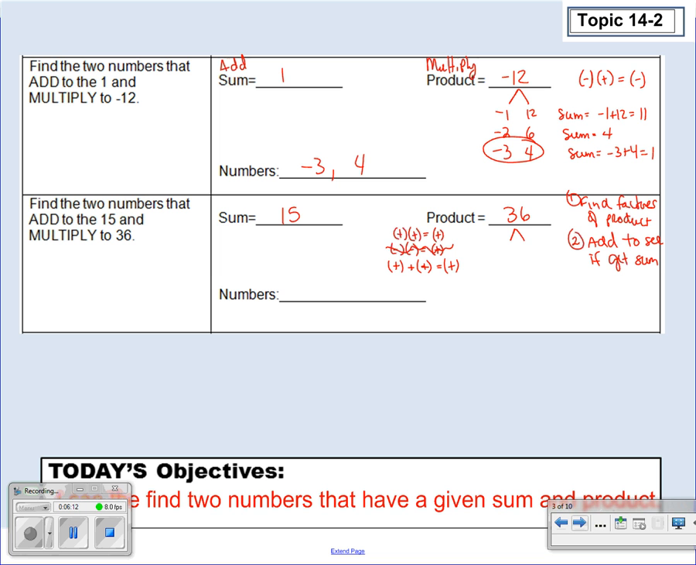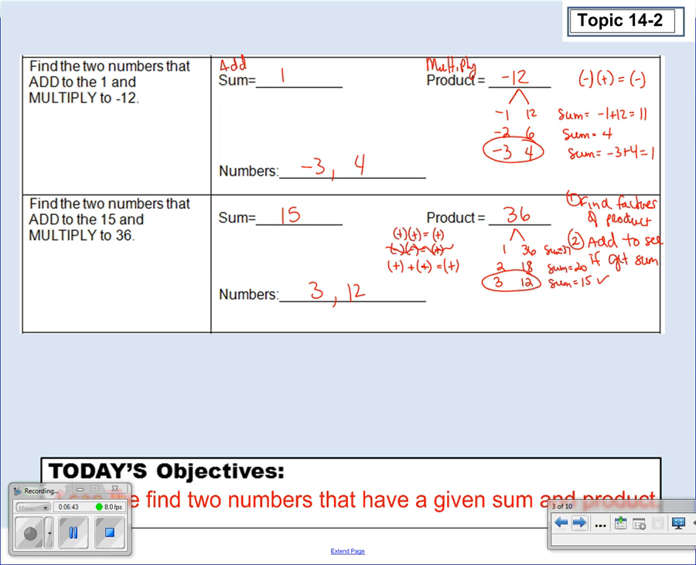I'll start with 1. 1 times 36, but that sum comes out to be 37. Doesn't work for us. I'll go to 2. 2 times 18 gives us 36. That sum then comes out to be 20. Still not the 15 I'm looking for. We'll go to 3. 3 goes into 36 12 times. So let's look at the sum. That sum comes out to be 15. That's what we want. We have our two numbers, 3 and 12.